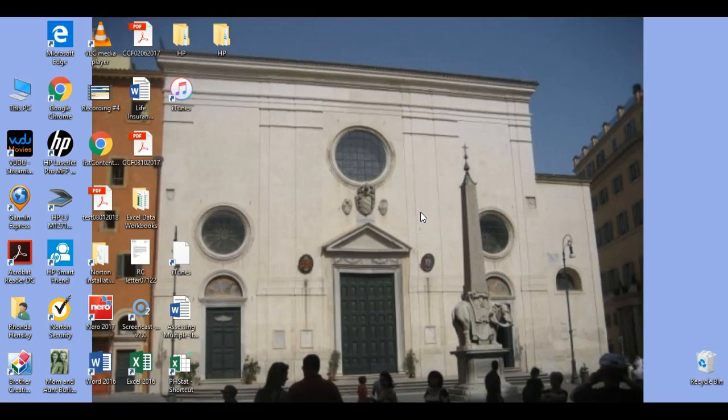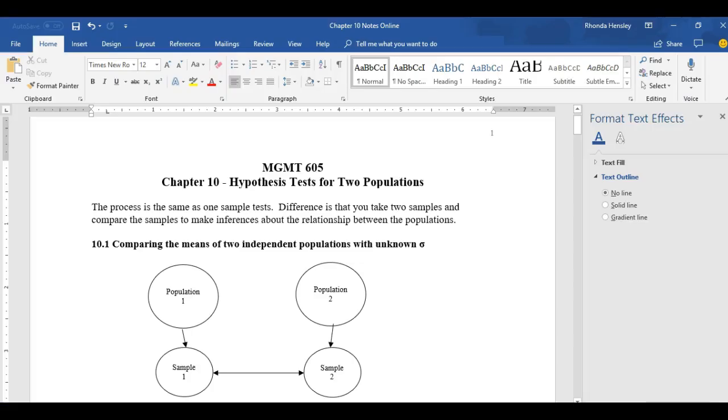Hello. This week we will be looking at hypothesis tests for chapter 10. And these are hypothesis tests when we are looking at the relationship between some measure of interest in two populations. So I'm going to work through the chapter and what we have in the book.